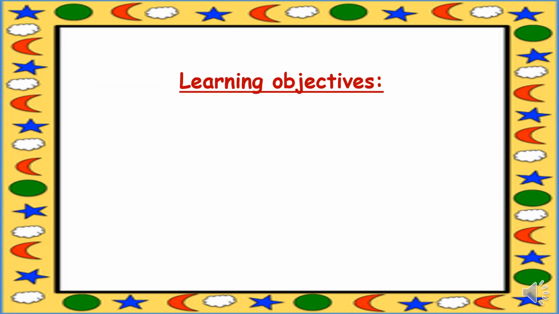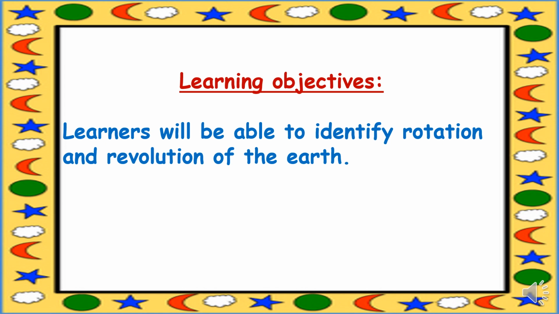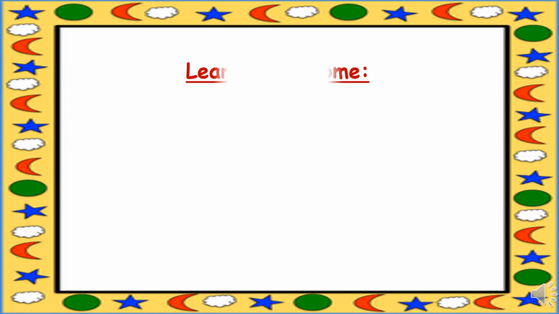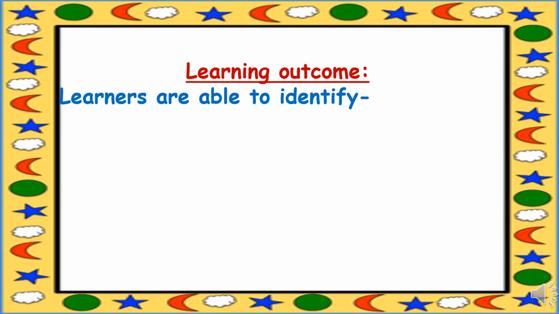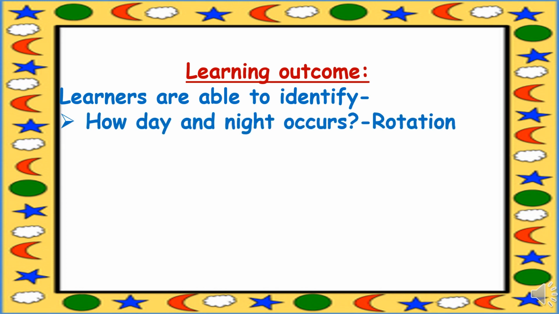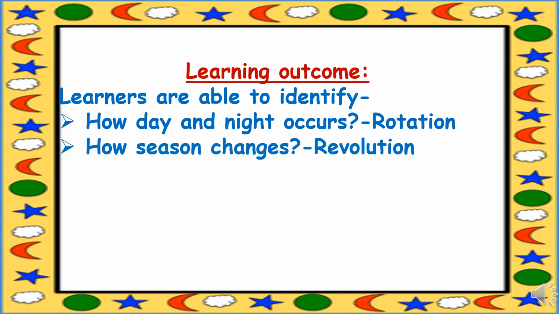Learning objectives. Learners will be able to identify rotation and revolution of the Earth. Learning outcome. Learners are able to identify how day and night occurs, rotation, how season changes, revolution.